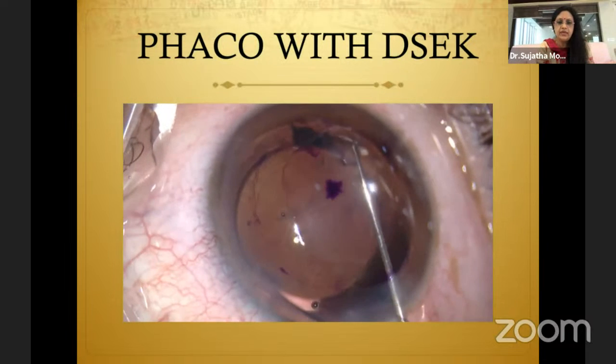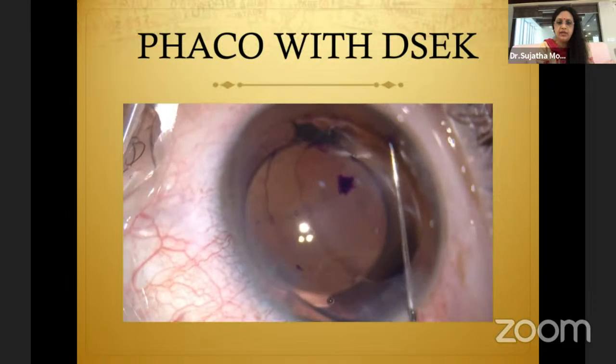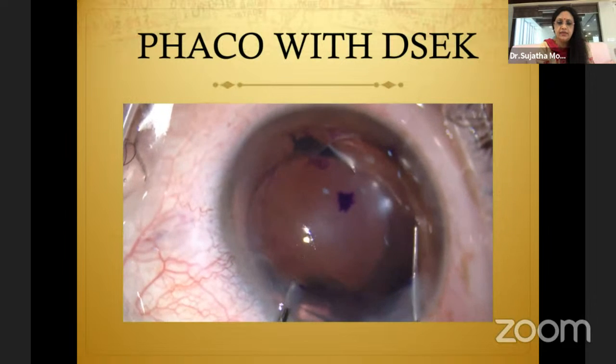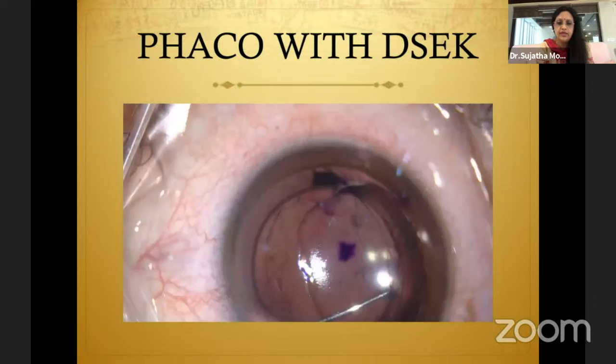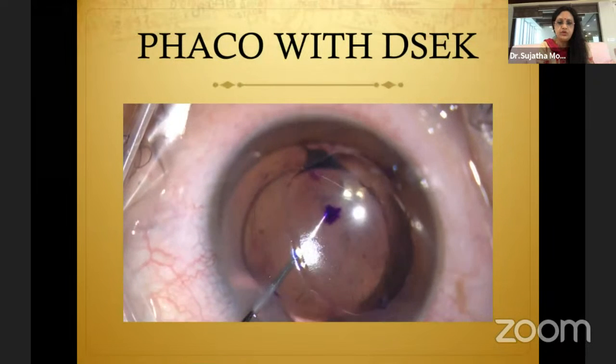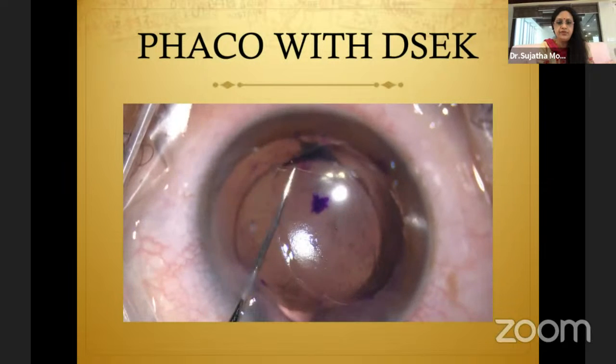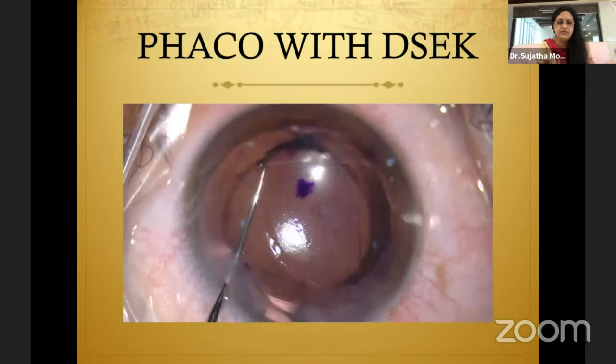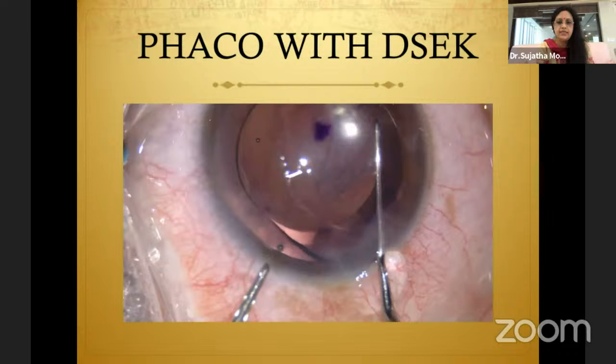So here again, you're getting a nice red glow, and you can see that the margin of the endothelium is being stripped off very nicely. You can visualize it, and I prefer to do it under viscoelastic because it gives us better control. The AC does not shallow.